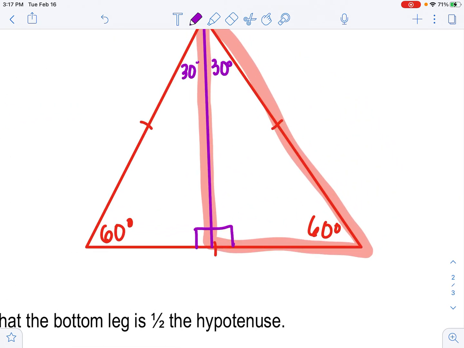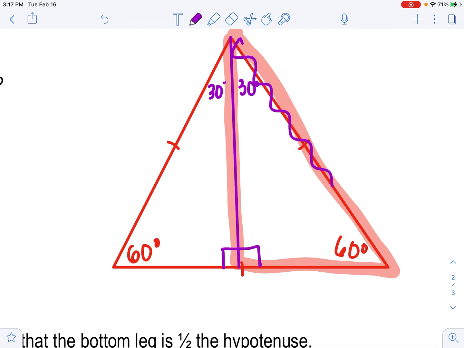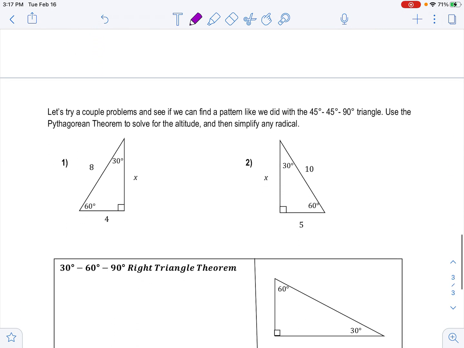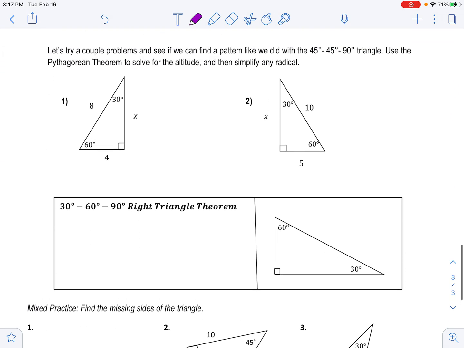So now we can see that the bottom length is half the size of the hypotenuse. I kind of got ahead of myself right here. If you look, this right here is the same as this right here, but we broke it in half. So if this is 10, this is 5. See that? If this is 7, this is 3.5, this part right here. So if this is x, this is half of x, x divided by 2, or 1/2 of x, or 0.5 times x.